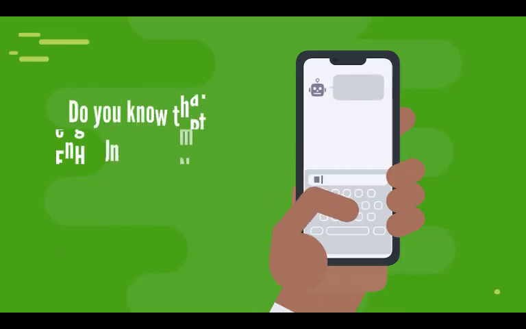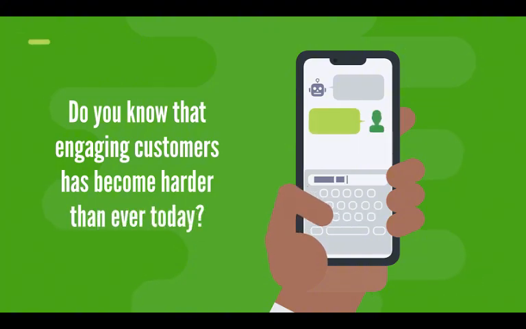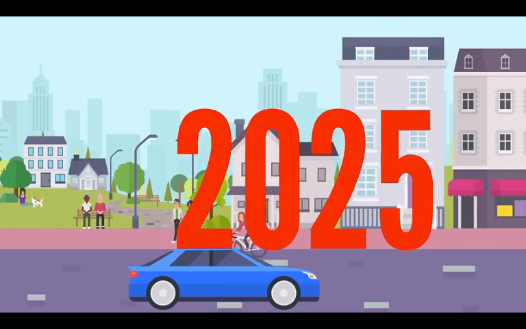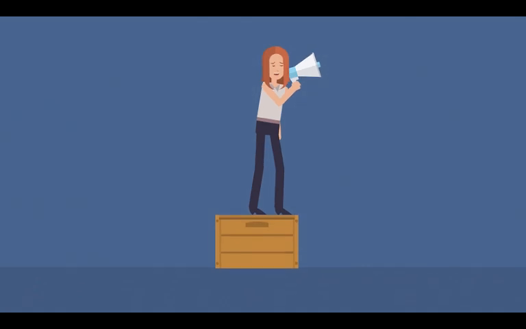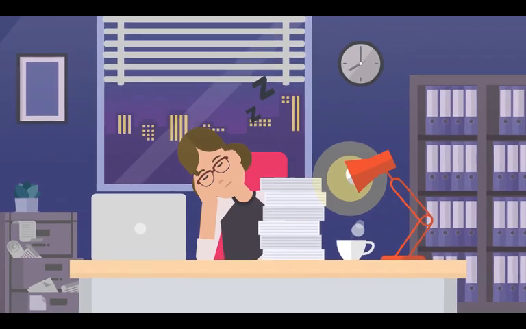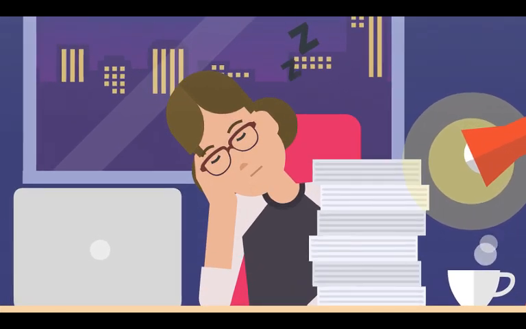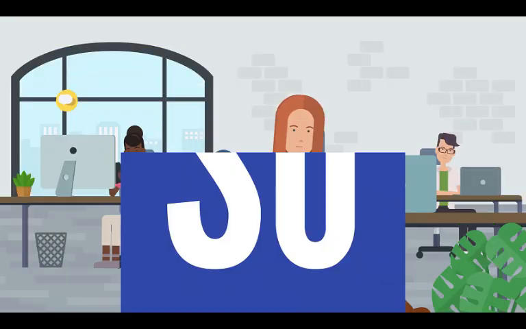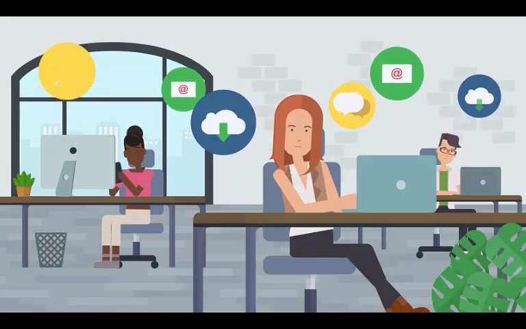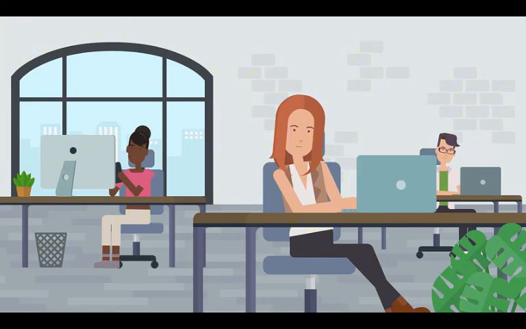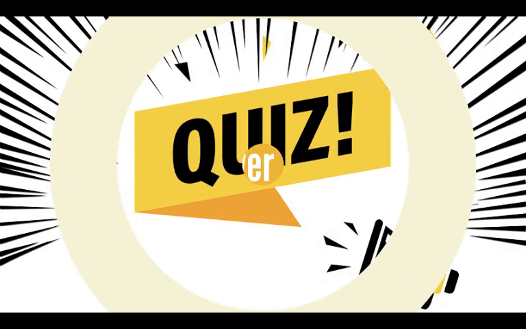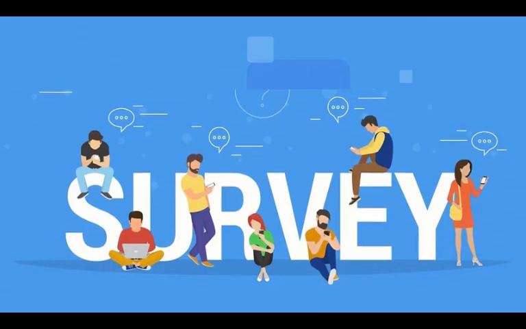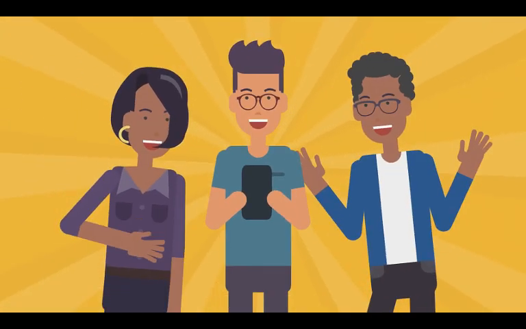Do you know that engaging customers has become harder than ever today? It's 2025, and attention spans are getting shorter with each passing day. People are tired of boring ads. They skip opt-in forms, and generic lead magnets no longer grab attention. So how do smart businesses still build massive email lists and drive sales? The answer is simple: interactive quizzes, polls, and surveys. They're fun, they're engaging, and more importantly, they work.